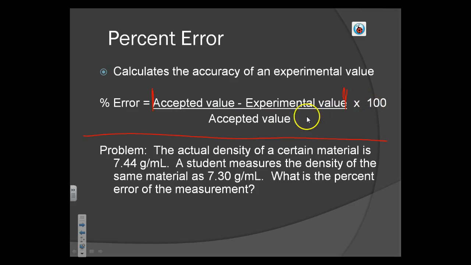So the way I remember this is accepted values are checked multiple times, because these are the ones you would look up in a book, the accepted or correct value. And so that's the one that's in the formula twice. Experimental value would be the one you got in lab.